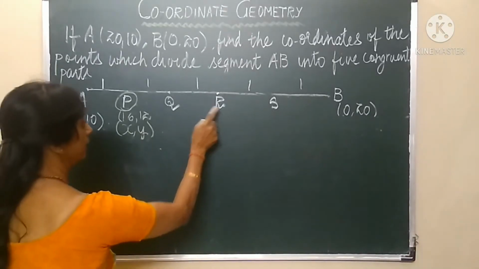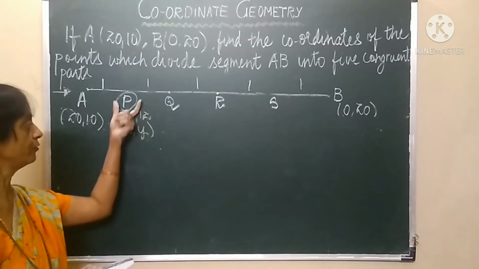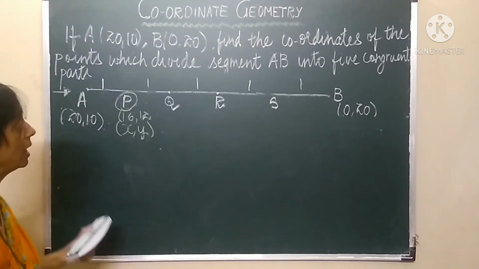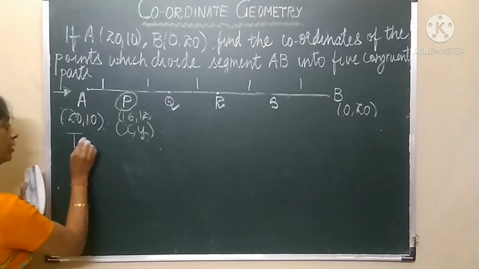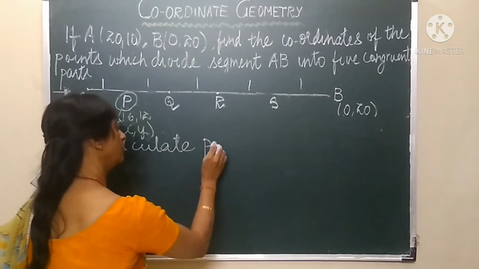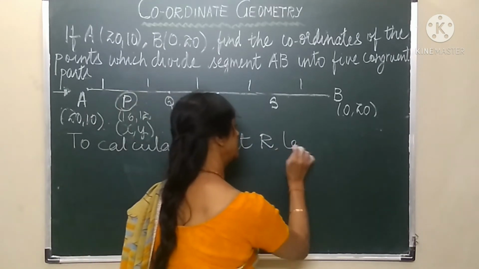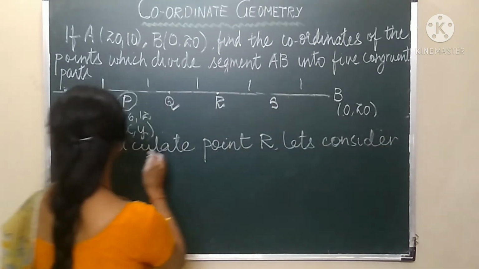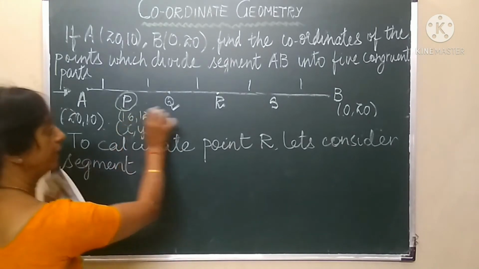To calculate the value of point R, we have calculated the coordinates of point P. To calculate R, I can definitely use the midpoint formula by considering only the segment PB. So, to calculate point R, let's consider segment PB.